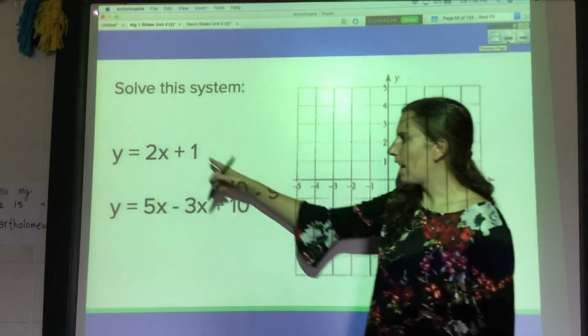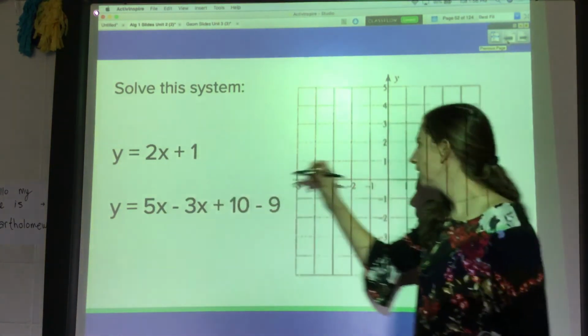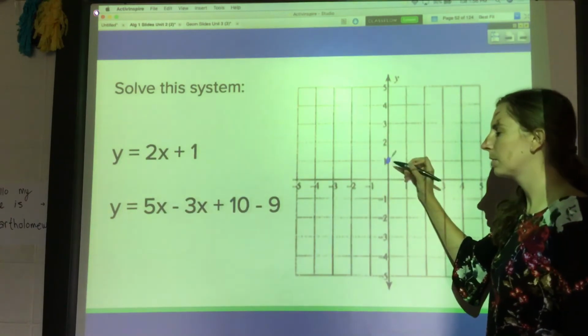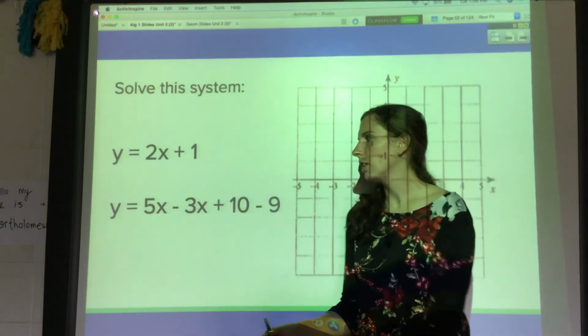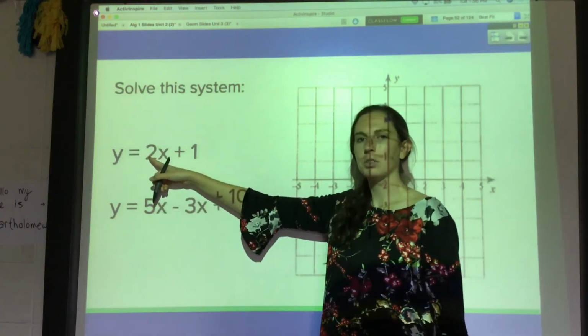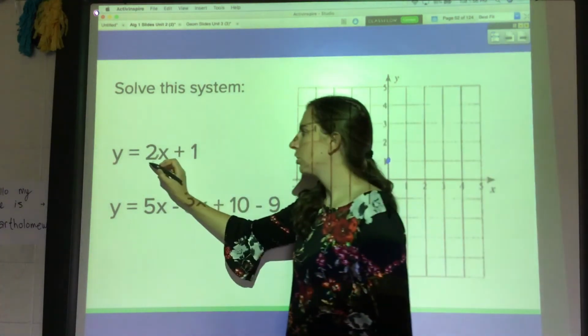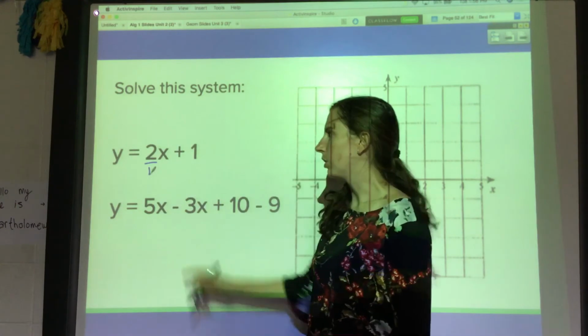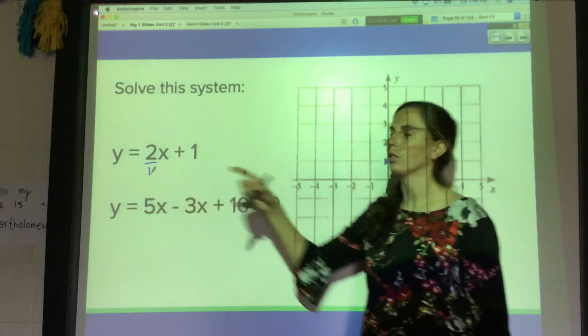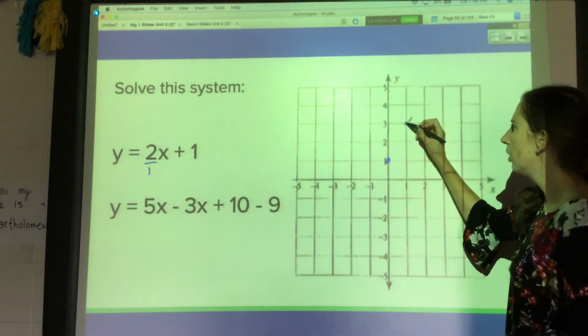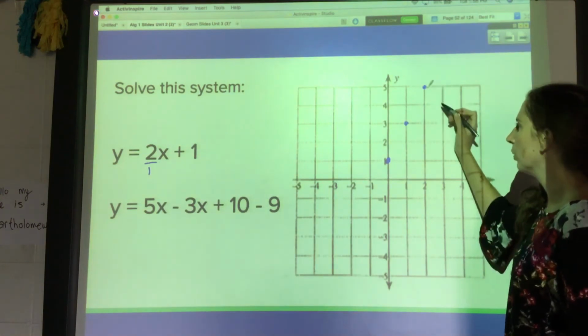So for this first line, we start at positive 1. That's our y-intercept. Be careful with the slope here. We're not just going up 2, up 2. We're actually doing 2 over 1. So you'll go up 2 over 1, up 2 over 1, up 2 over 1, up 2 over 1.